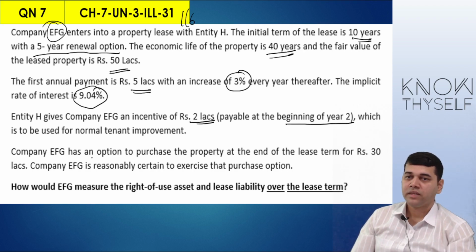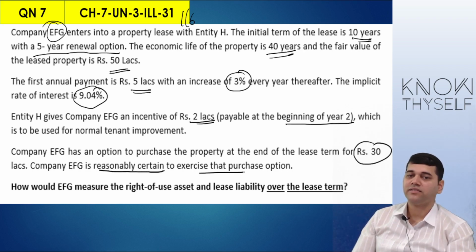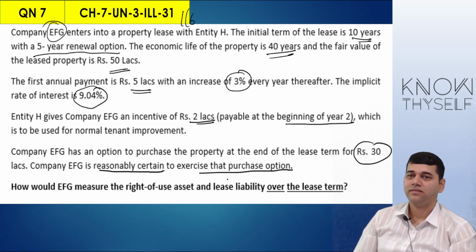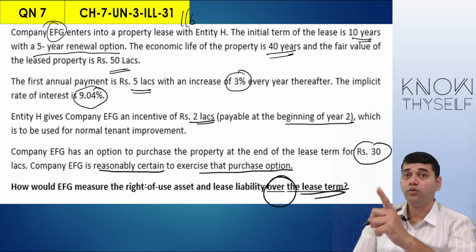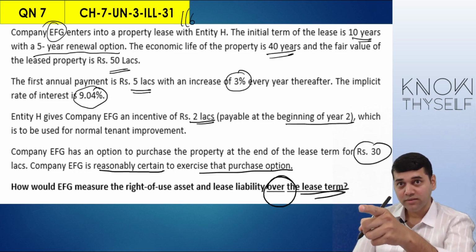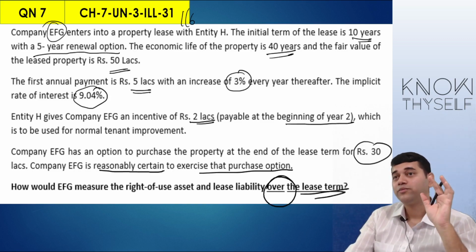EFG has an option to purchase the property at the end of the lease term for rupees 30 lakhs. The company is reasonably certain to exercise that purchase option. How would EFG measure the ROU asset and lease liability over the lease term? How did you account? What are you supposed to do?